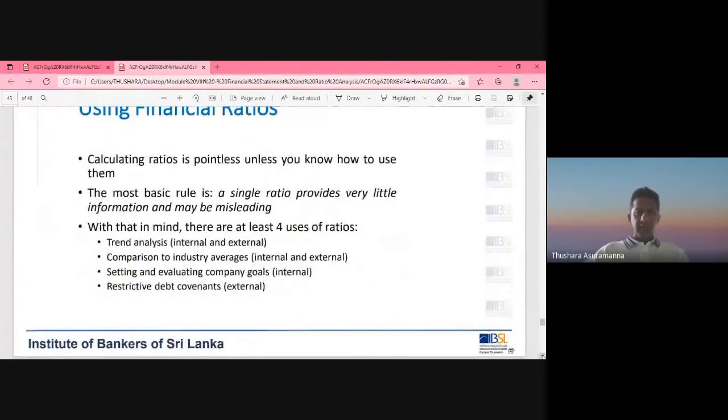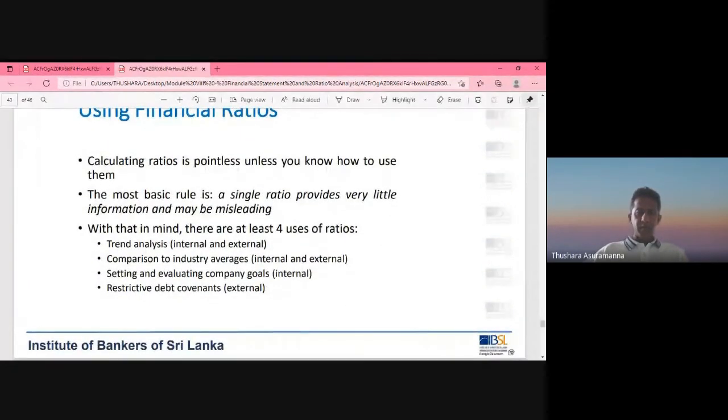This is again important in case of the exam. Sometimes the examiner could ask about the purpose, importance, usage, right? So some features of ratios like that. When a general question comes, you can use these things to give a better answer. As we discussed the other day, ratio calculation is pointless unless you know how to use them.